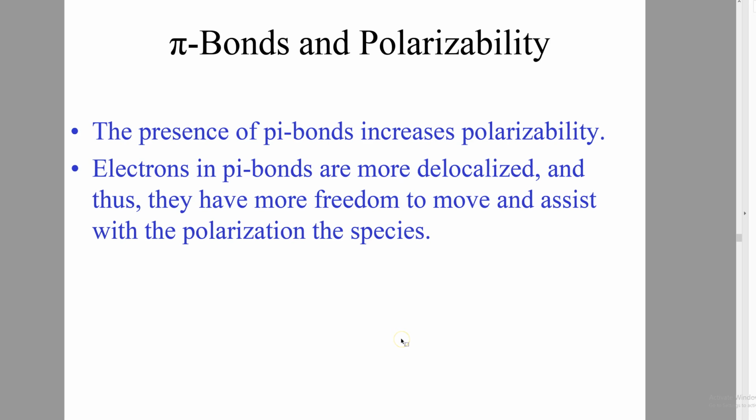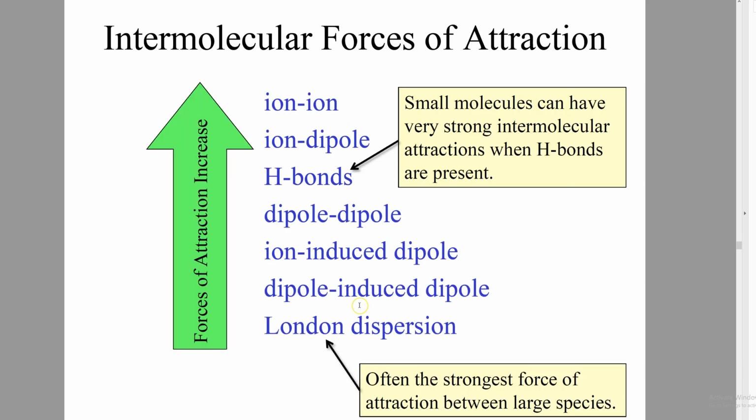All right, let's talk about pi bonds and polarizability. If you have a pi bond, it's going to be a little interesting, because the more double bonds, triple bonds, etc. that you have, usually it's going to increase polarizability. Electrons in the pi bonds are a lot more delocalized. Because they're more delocalized, they're going to be able to move around and create more polarity, which means that they become stronger. So keep that in mind whenever we're talking about pi bonds.